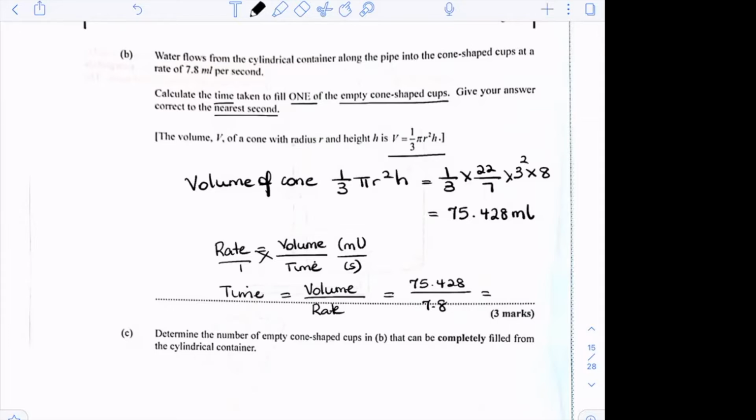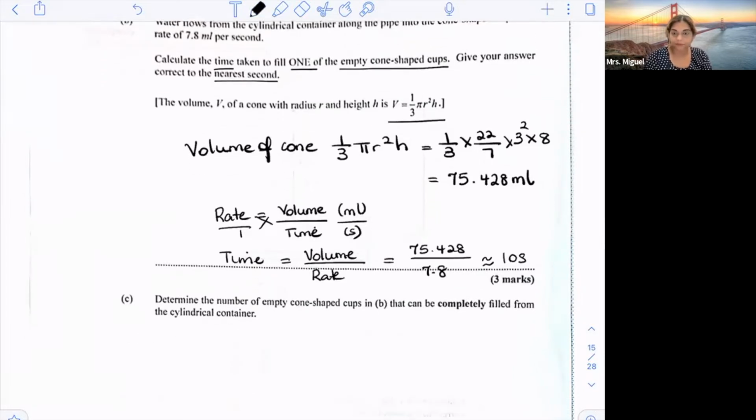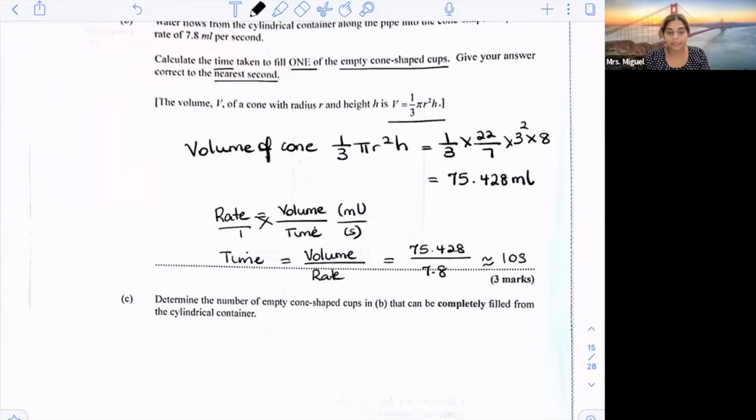Maybe 10 seconds. 10 seconds. So I have 9.67. The question asks the nearest second, so it is approximately 10 seconds. Rihanna and Charissa, did you all get that? Yeah, miss. So part C, determine the number of empty cone-shaped cups that can be completely filled from the cylindrical container.